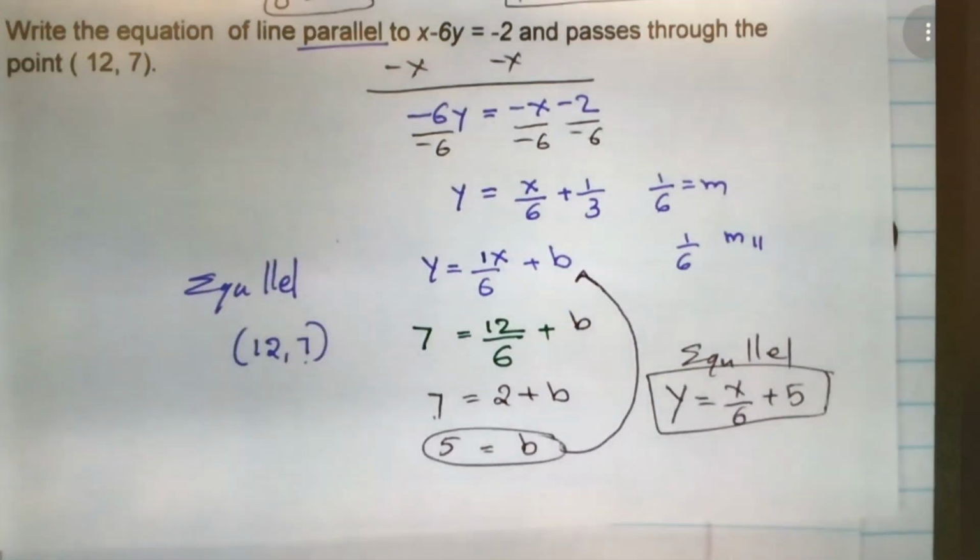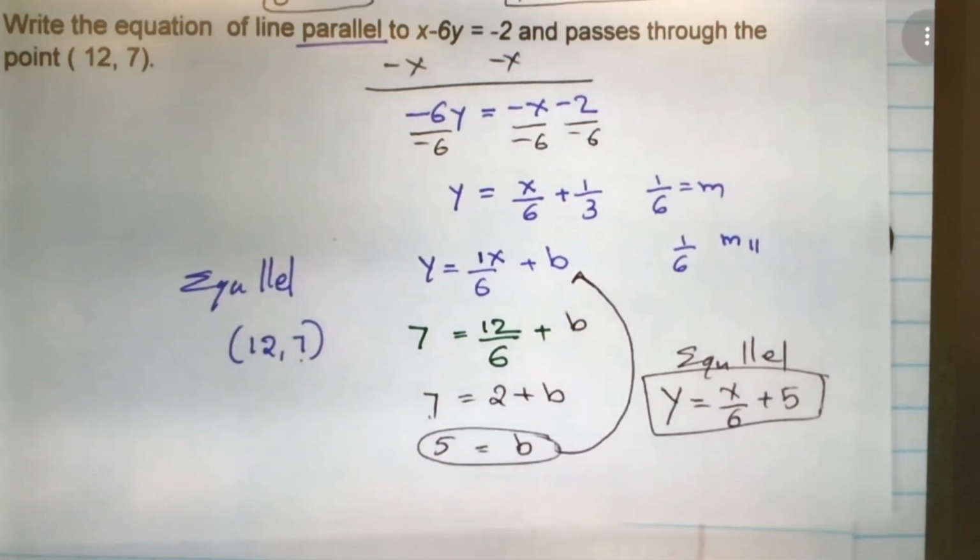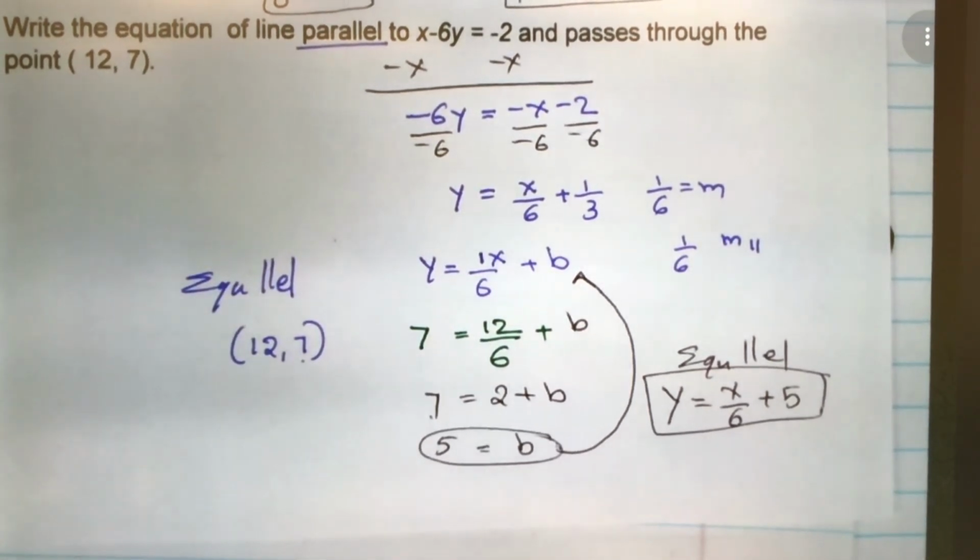I hope you have understood how to write the equation of a parallel line if the equation of a line is given and a point is given. So now we have the next type of question, that is, write the equation of a line that is perpendicular to a given line. That is what we are going to do next.